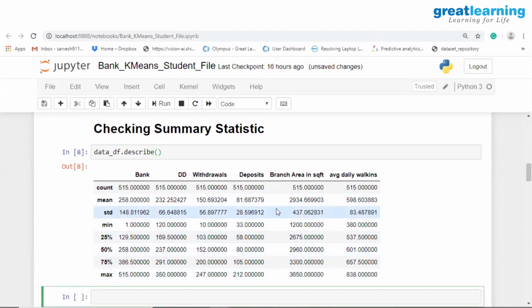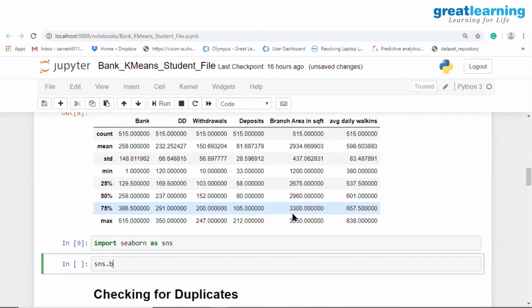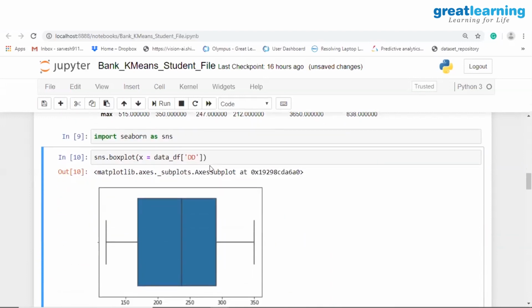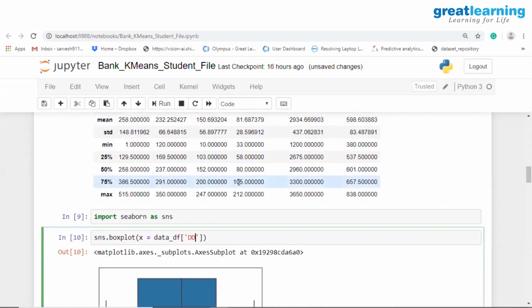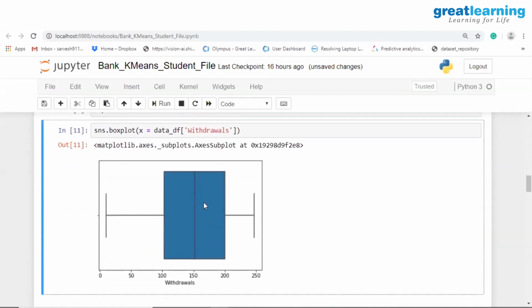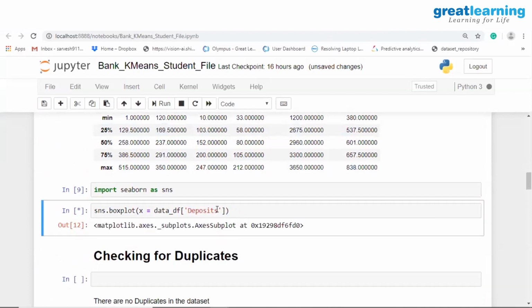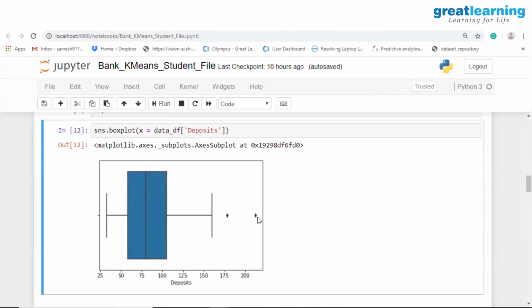Right, to check the outlier, how do you check the outlier? Box plots. So it is present in Seaborn, right? Import Seaborn as SNS. SNS dot box plot. X is equal to, I'm giving data df, right, and dd. Is there any outlier present? No, there are no outliers present in dd. And withdrawals, is there any outliers present? There are no outliers present. And as part of deposits, is there any outliers present? Right? There are two outliers present as part of deposit.